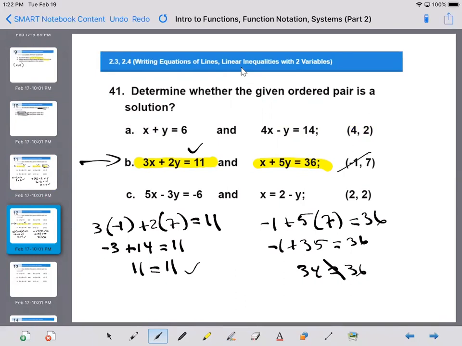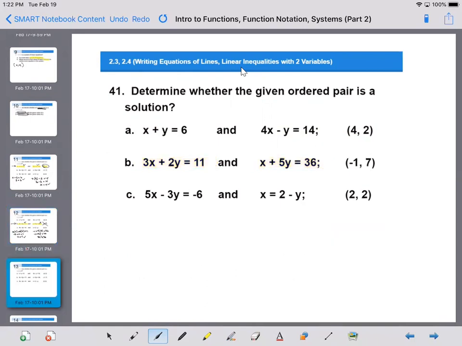So it's not a solution to the system because it didn't show that it was a solution for both. You can't just check one, you have to check both. Let's look at the third one.